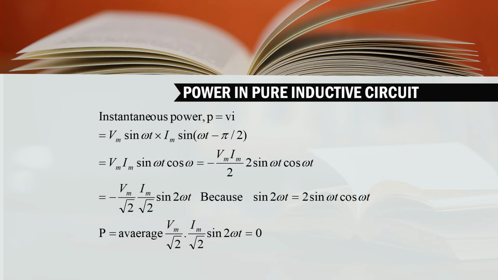So how can you replace this 2 sin omega t cos omega t? It can be written as sin 2 omega t. And so the final expression for instantaneous power can be written as Vm upon root 2 into Im upon root 2 into sin 2 omega t. So the average power consumed in the circuit over a complete cycle can be written as capital P equal to the average of Vm upon root 2 into Im upon root 2 into sin 2 omega t. It is equal to 0, because over one complete cycle the value of sin 2 omega t averages to 0. So the average power for the pure inductive circuit comes out equal to 0.